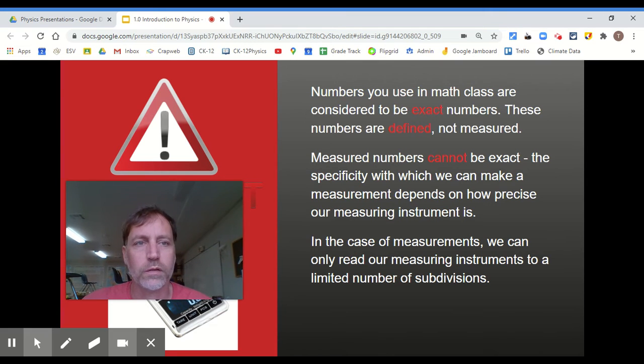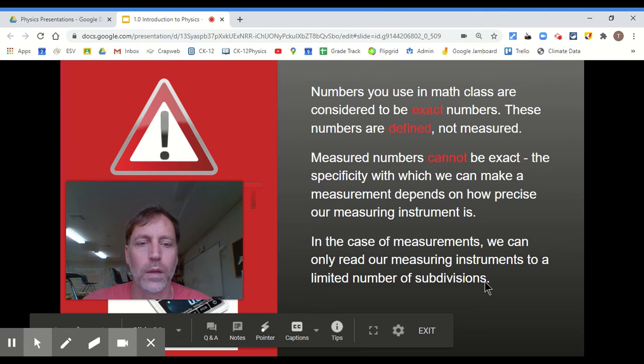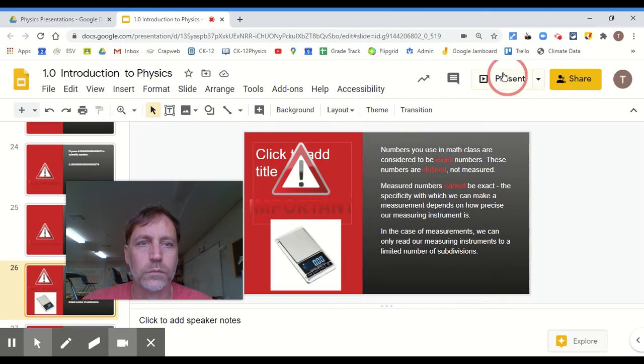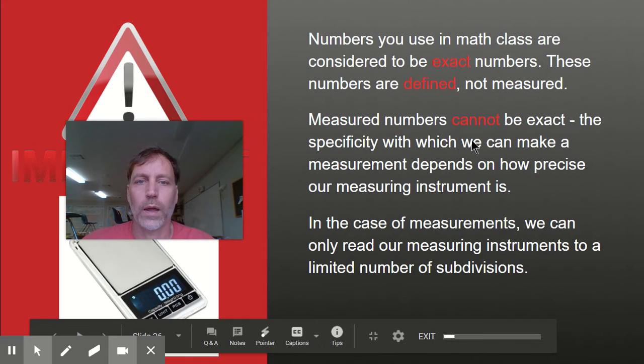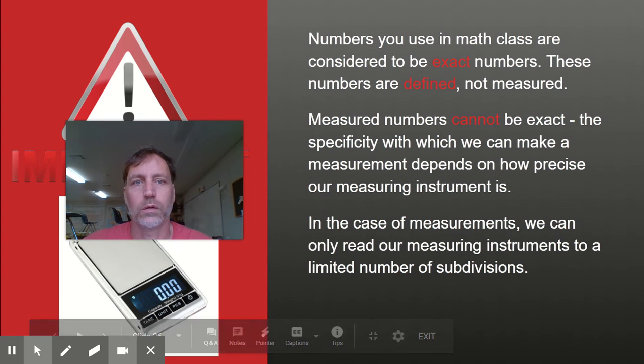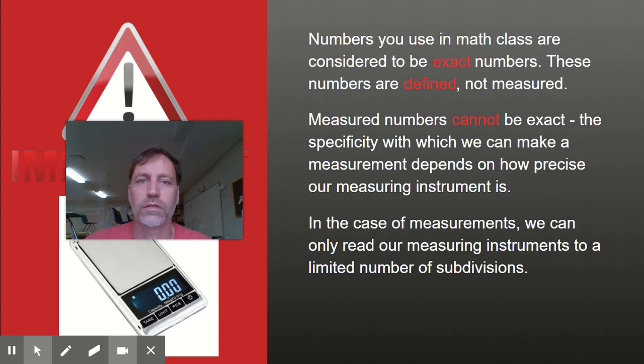Okay, so the next concept we're going to learn right now is what it means to have exact numbers and defined numbers. So this idea of significant figures. The numbers that you'll use in math class, Mr. Pierce's math class, or your other math teacher's math class, are exact numbers. But the numbers you're likely to use in physics problems are measured numbers, that we're not exactly sure what the exact value is.